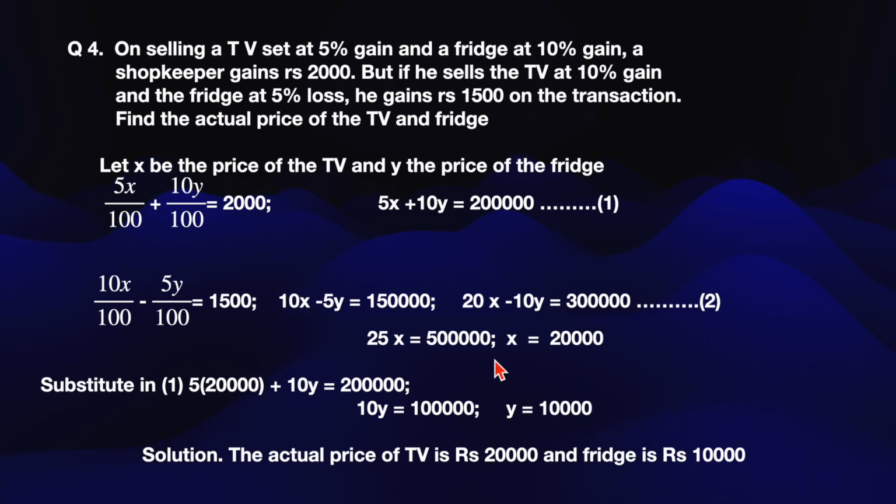Here you can add these two equations. 10y and minus 10y will cancel. 20x plus 5x is 25x is equal to 50,000. Therefore x is 20,000. Substitute the value of x here, solve it, you get y is equal to 10,000. So what is the price of fridge? It is 10,000. Price of TV is 20,000.